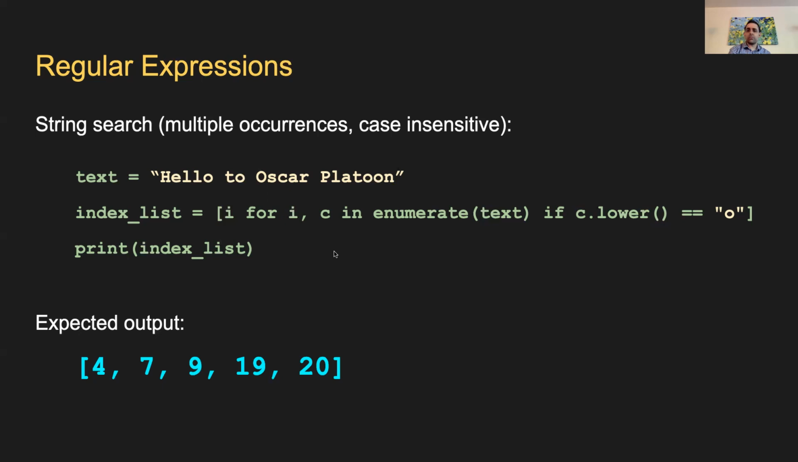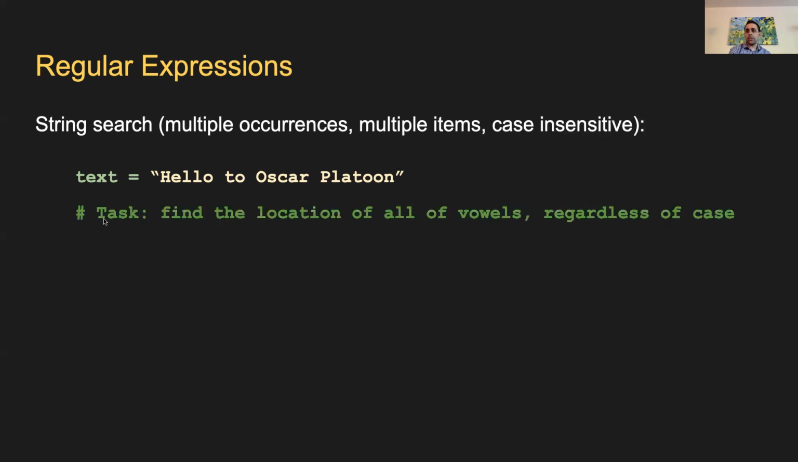And then we're going to jazz this up a little bit more. Task: find the location of all vowels, regardless of case. So now we're expanding our criteria. We don't want just the O's. We want the E. We also want the A, and any other vowels, like another A in Platoon. And again, case doesn't matter either. Any thoughts on how we might accomplish this?